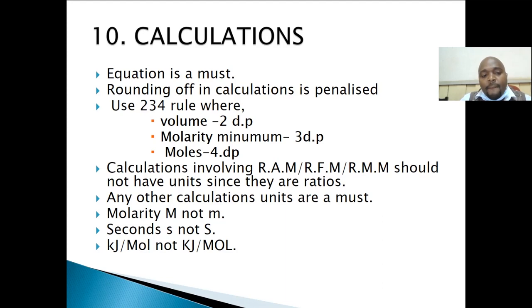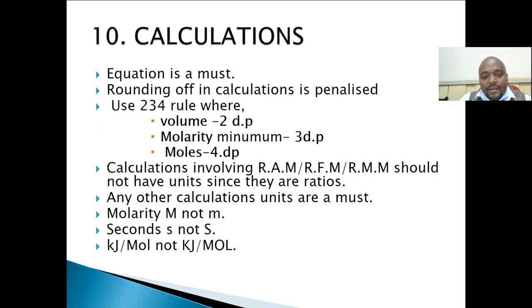Again, molarity. You abbreviate it as capital letter M, not small letter m. Seconds should be small letter s and not capital letter S. Seconds, small letter s, not capital letter S.